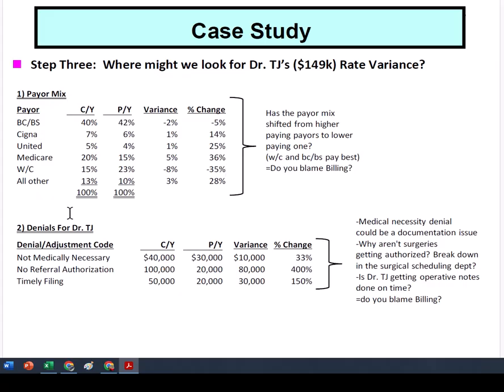Now the next thing, let's look at denials. Not medically necessary kind of went up. It's a 33% change. Why are we getting those denials for not medically necessary? Is it a documentation issue? No referral authorization, up 400%. Okay, so he's doing the surgeries, but he's not getting paid.